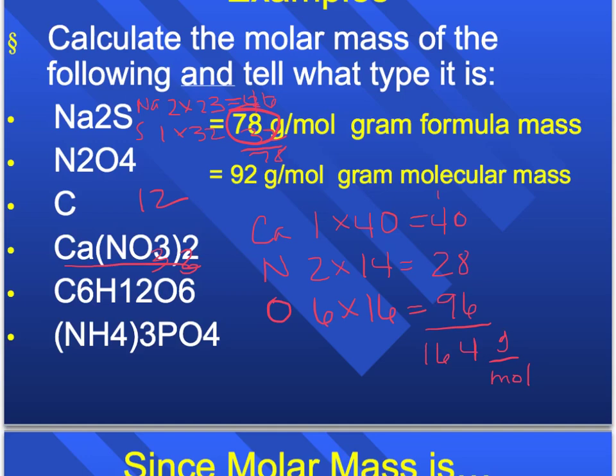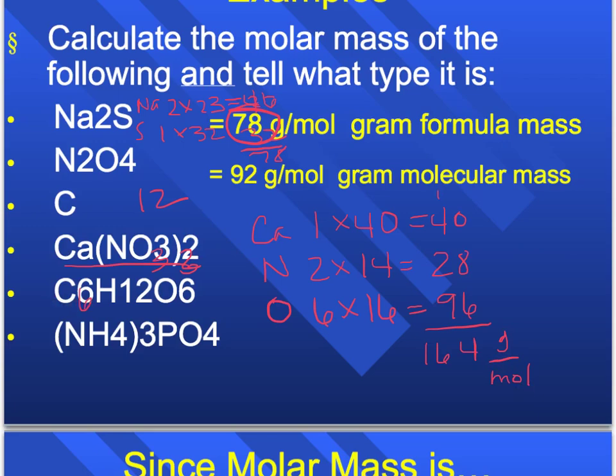I just go ahead and do a little math here. 1 times 40 is 40, 2 times 14 is 28, 6 times 16 is 96. We add this up, and the gram formula mass for our calcium nitrate is 164 grams per mole. Now just a quick little review here.